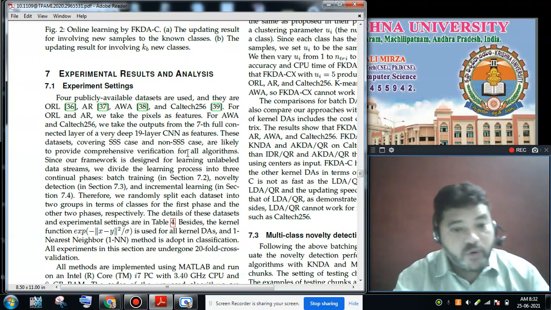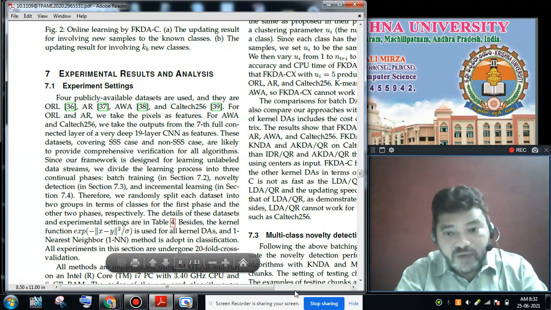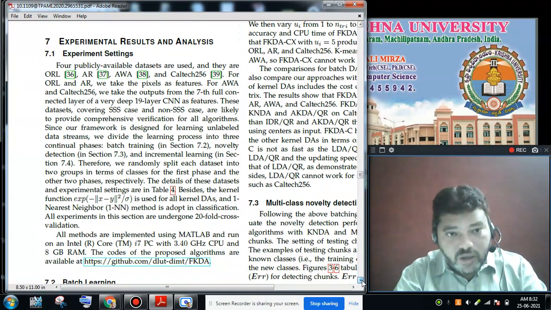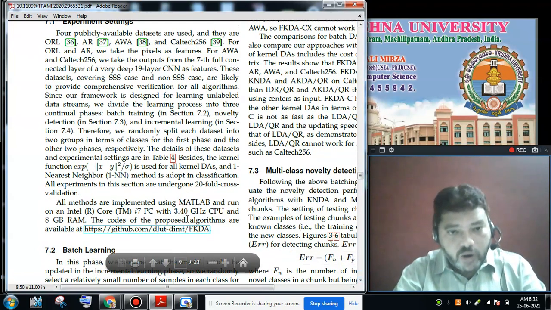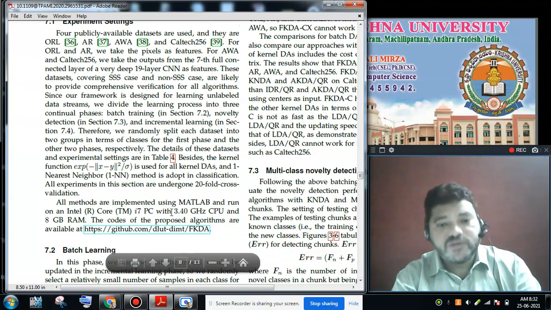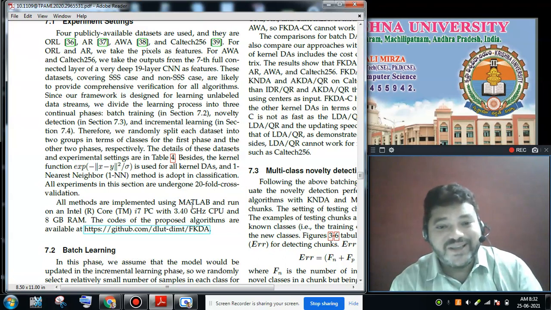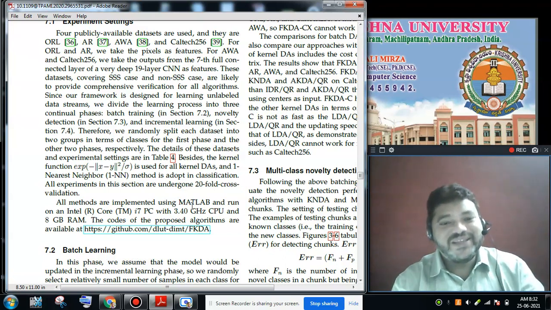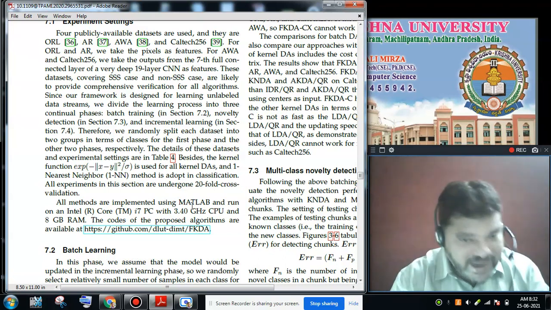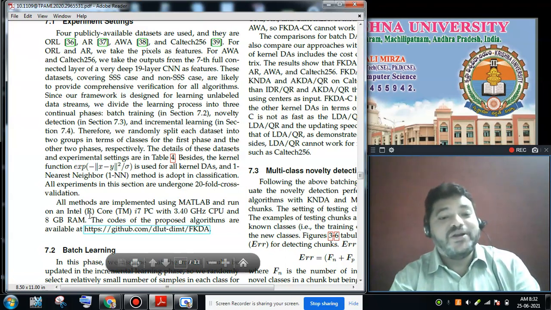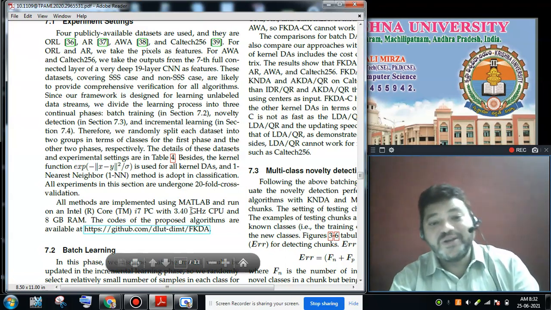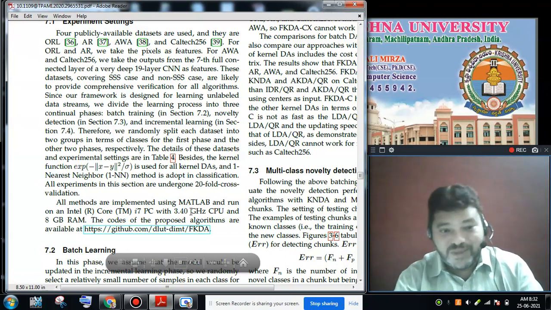Now, in the experimental process, they have made three types of learning here. You can see it here. Now, see, how are they going to configure the system? This is the most abstract way of presenting their experimental setup, just telling that they have used MATLAB and an Intel Core i7 processor, 3.40 gigahertz PC with 8 GB RAM. Okay, so this is the code.